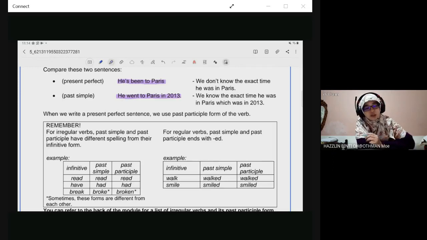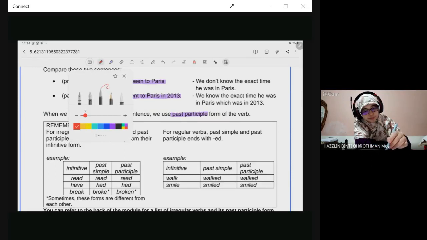So let's look at present perfect sentences. When we write a present perfect sentence, we use the past participle form of the verb. Now, past participle. This is very important for you to know.